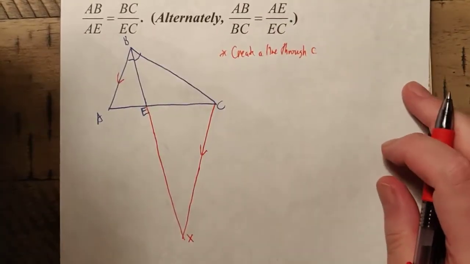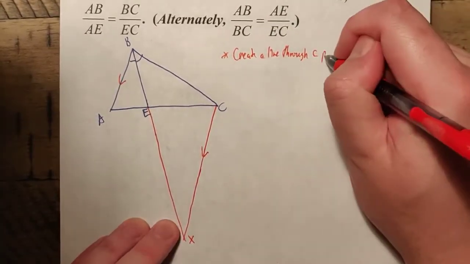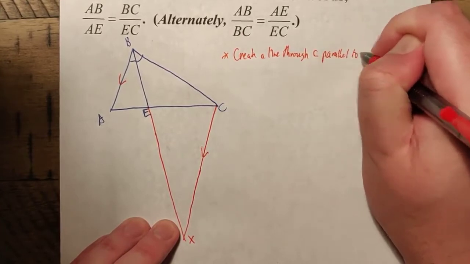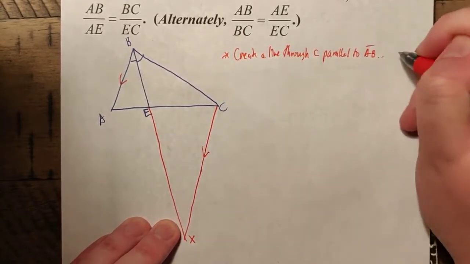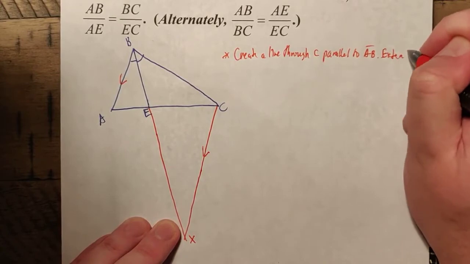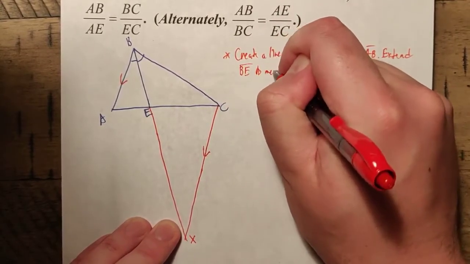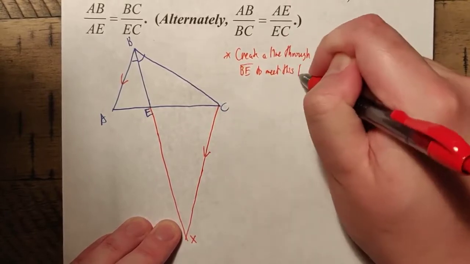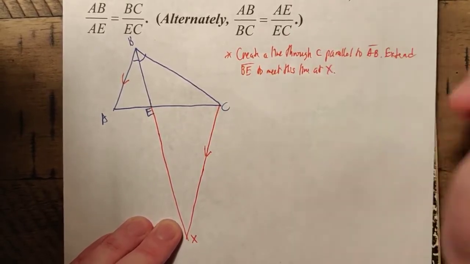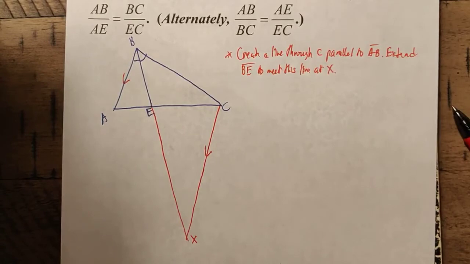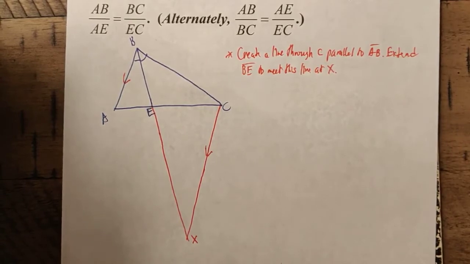Okay, so I'm just going to write this out here. I'm creating a line through C parallel to AB, and I want to extend BE to meet this line at X, okay? So notice that the red information here is what I've created to start.